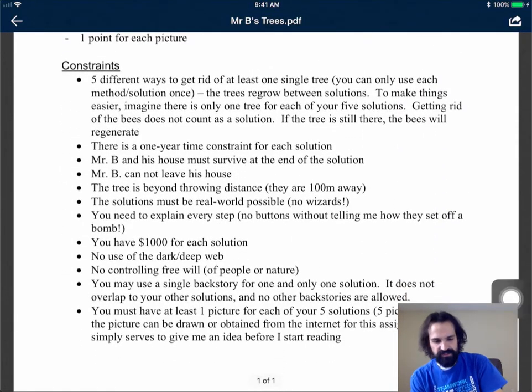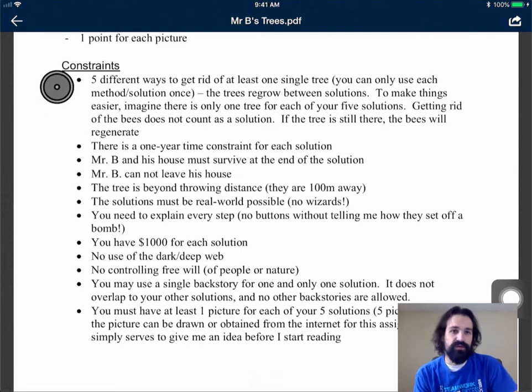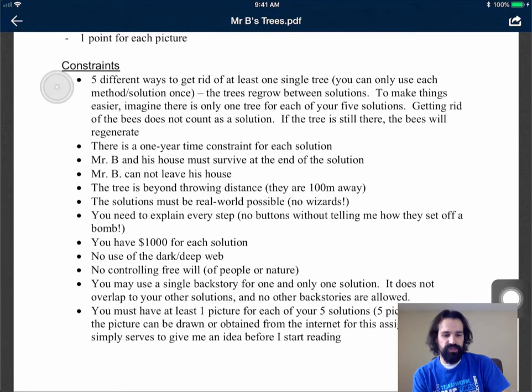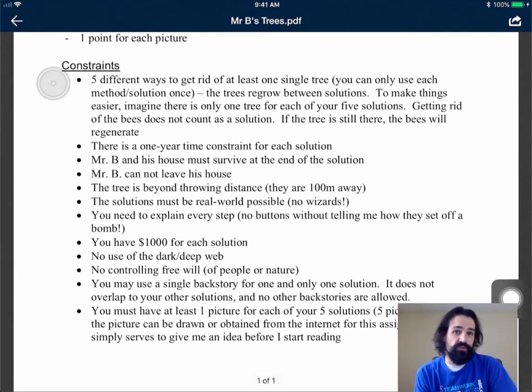So your constraints. Number 1. 5 different ways to get rid of at least one single tree. You can use each method or solution only once, and the tree will regrow between solutions. To make things easier, imagine there's only 1 tree for each of your 5 solutions. So for solution 1, how are you going to get rid of 1 tree? For solution 2, how are you going to get rid of 1 tree?